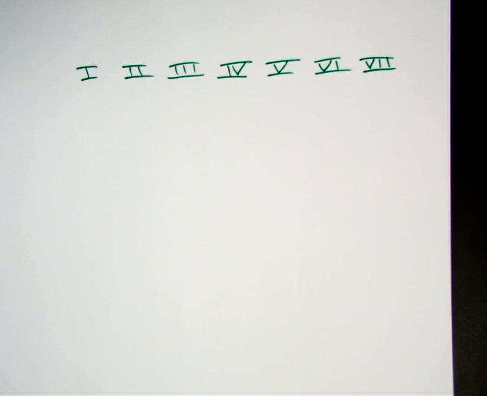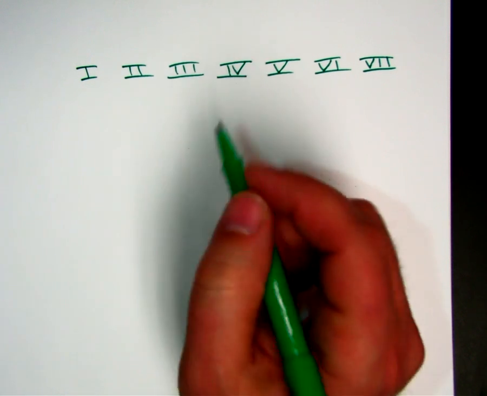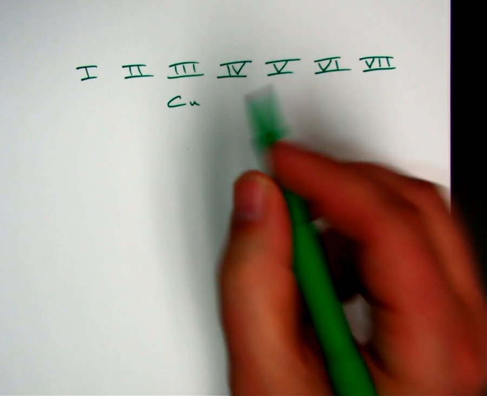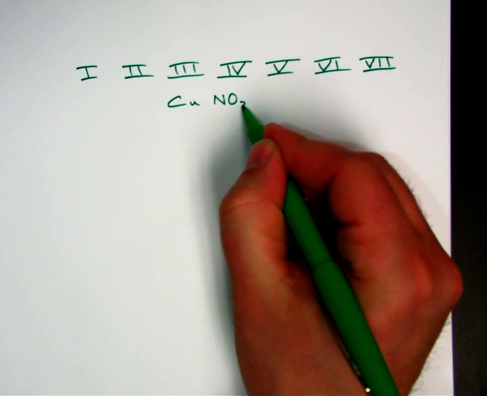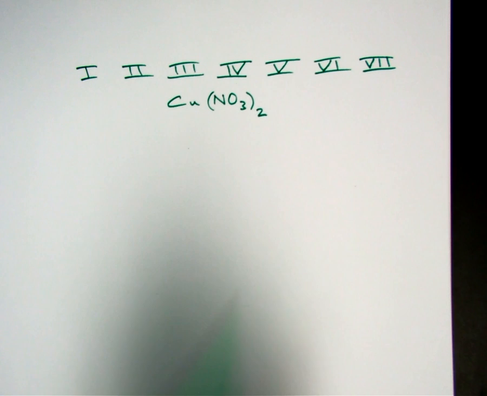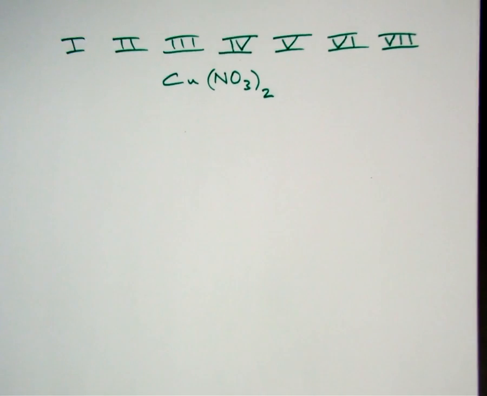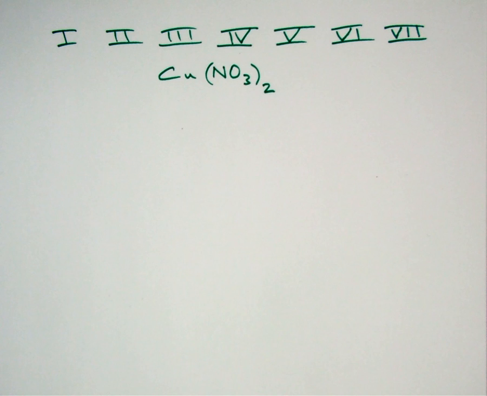All right, so the first one I want to tackle is the compound that has the formula Cu(NO3)2. Let's talk about how to break down this chemical on sight. The first thing to determine is, does it have 3 or more elements? Yes. What are they? Copper, nitrogen, and oxygen.